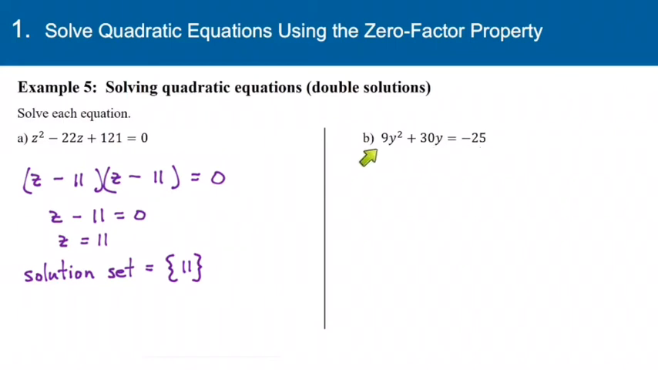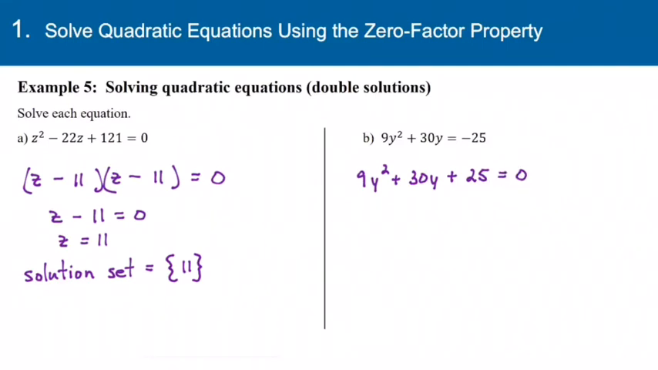Let's try that again over here. On part B, we have 9y squared plus 30y equals negative 25. Of course, before you start trying to do any factoring, you need the 0 on the right side. So we'll add 25 to both sides. And that will give us a right side of 0.